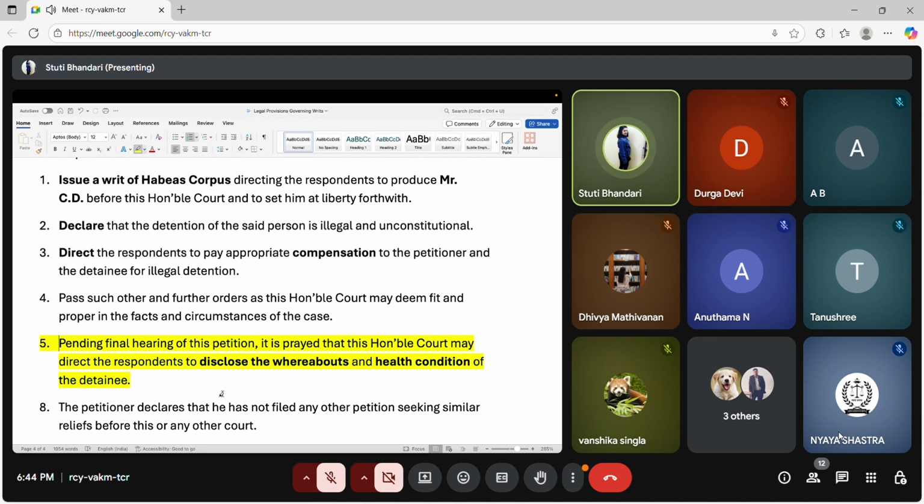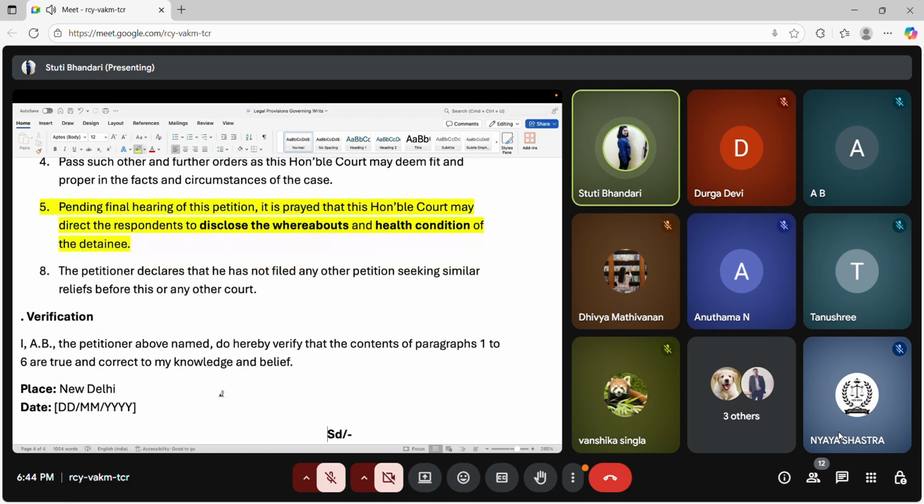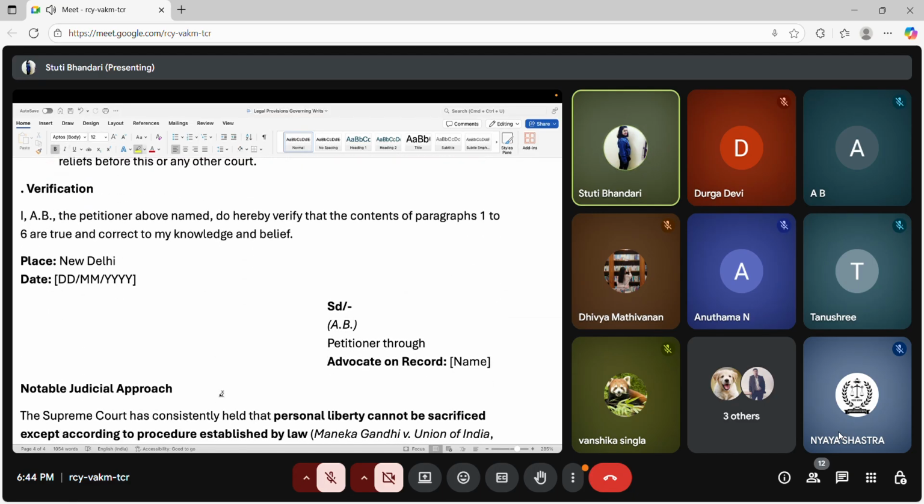Then the petitioner declares that he has not filed any other petition seeking similar reliefs before this court or any other court. Then you will have verification. Here it is very interesting that the verification is filed through the petitioner, and then the person who would be signing it would be an advocate on record, which is not the case for the High Court, but you might be knowing that any petition in the Supreme Court can be filed only through the advocate on record.